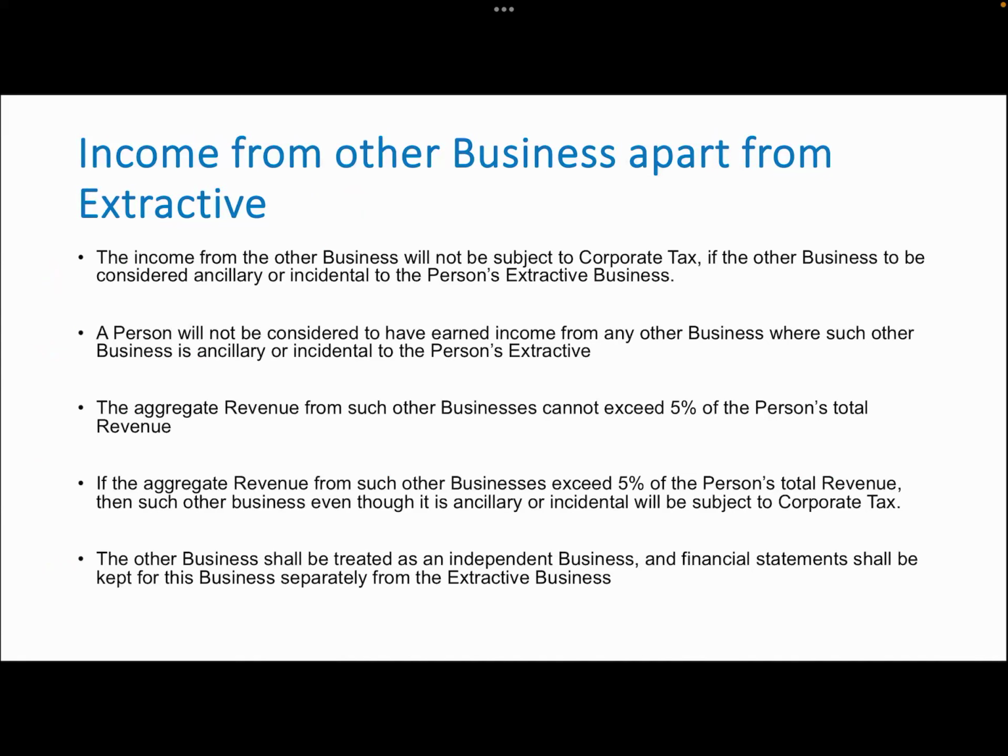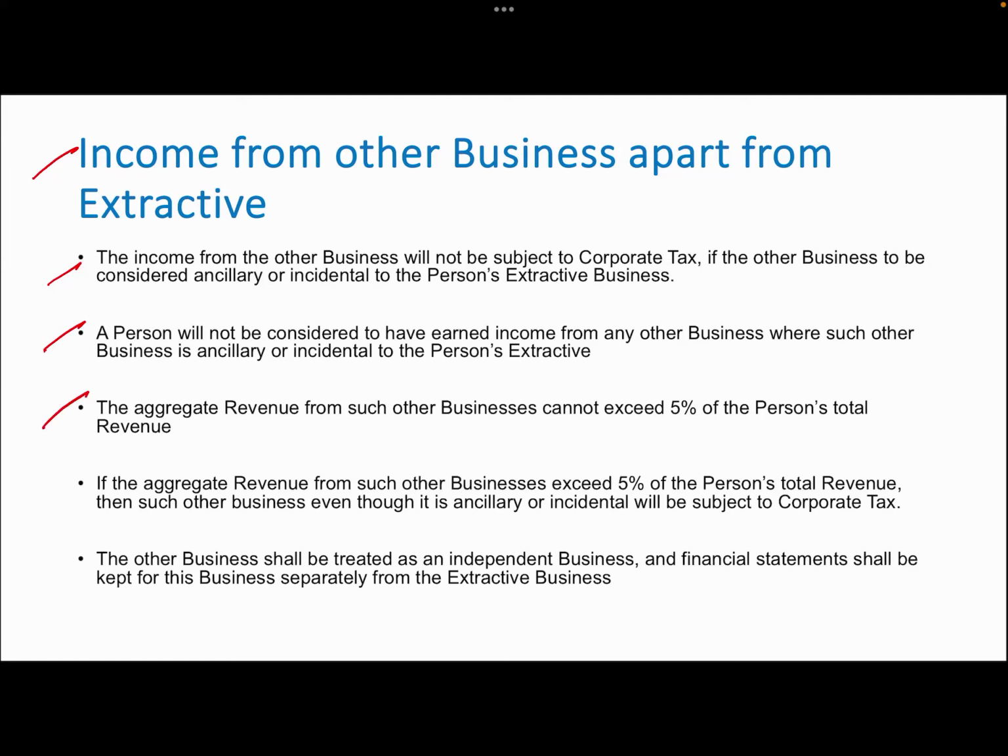Now, income from other businesses apart from extractive. An extractive business can also earn income other than extraction. How? The income from other businesses will not be subject to corporate tax if the other business is considered as ancillary or incidental to the person's extractive business. Not necessarily does an extraction business earn 100% of its income from the extractive business alone; it can also earn from non-extractive business, but that business should be considered ancillary or incidental to the person's extractive business. A person will not be considered to have earned income from any other business where such other business is ancillary or incidental to the person's extractive business.